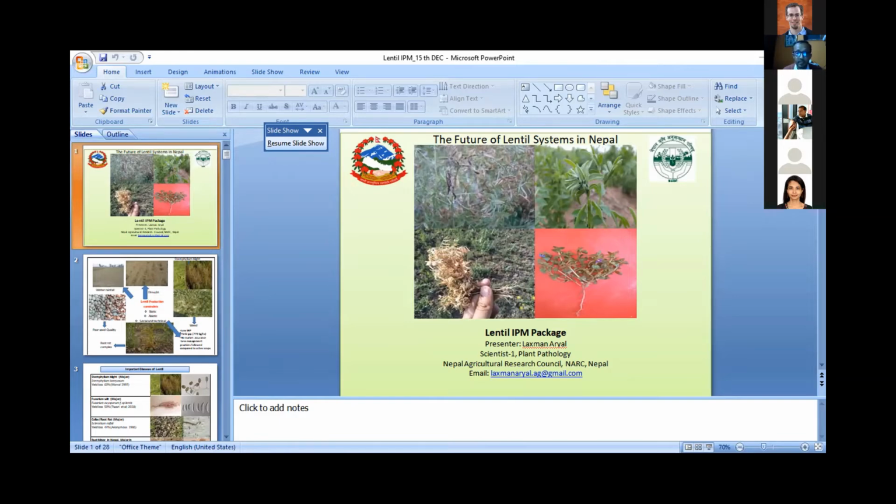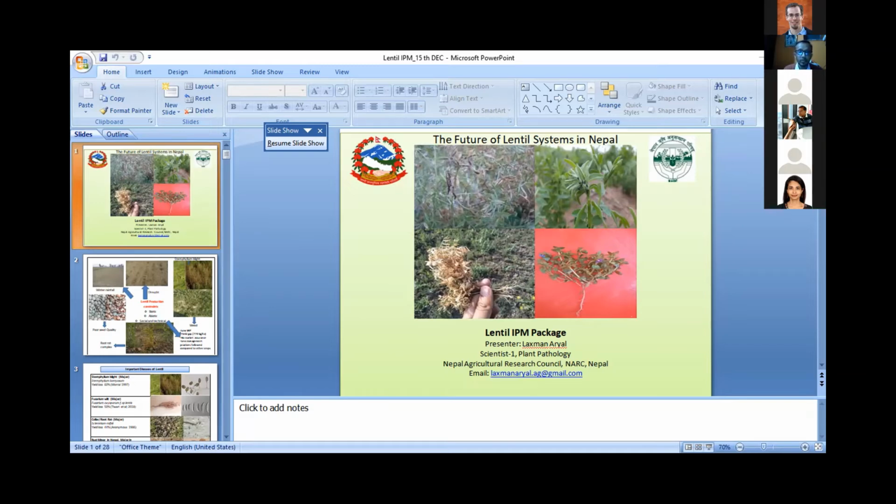Side by side, there are social and technical problems too, like a low seed replacement rate and no market assurance for lentil. Less management practice is followed compared to other crops, because it is treated as an orphan crop and given less value for its management.